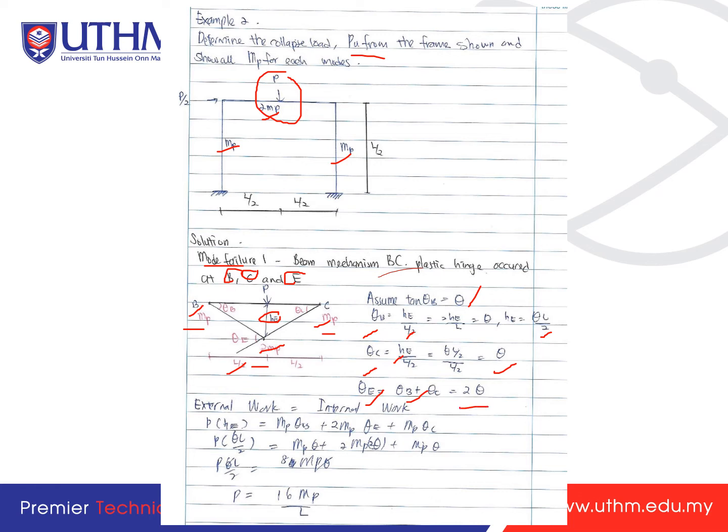Once you get all this, now we can use the equation where the external work is equal to the internal work. For the point load, P times HE is equal to MP theta B plus MP theta C plus 2 MP theta E. You substitute all the values of theta and HE, and rearrange the equation. You will get P is equal to 16 MP over L.